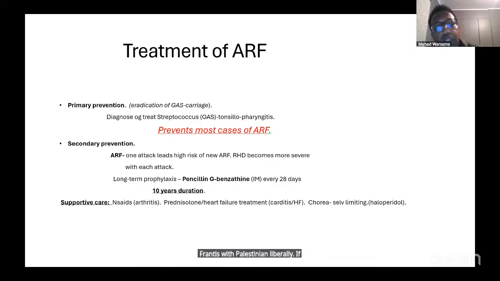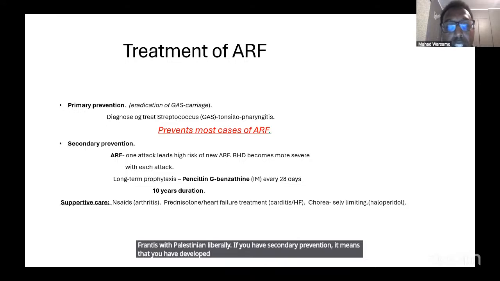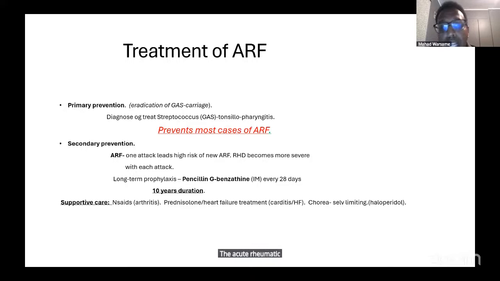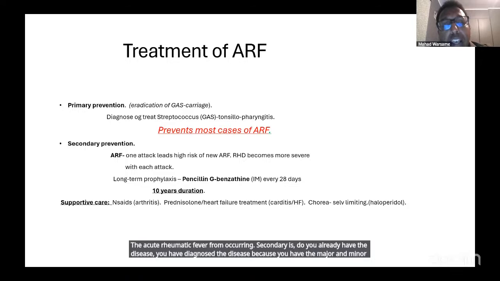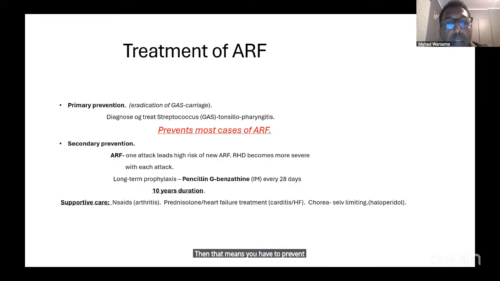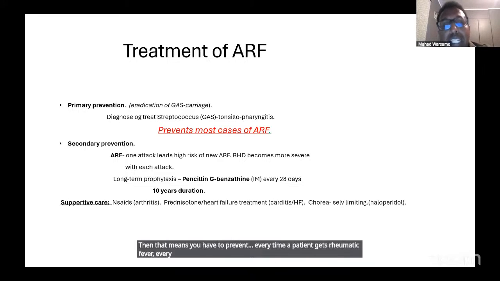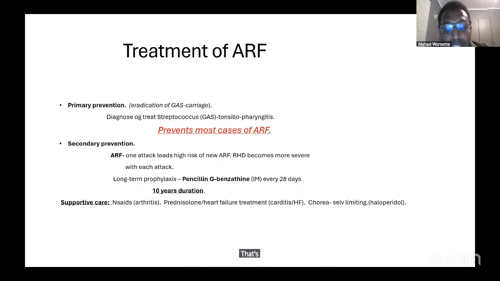Primary prevention is to treat to prevent the acute rheumatic fever from occurring. Secondary prevention is when you already have the disease. You have diagnosed the disease because you have the major and minor signs. Then that means you have to prevent every time a patient gets a rheumatic fever, every recurrence destroys the valves. So you want to avoid that. So every month you have to give intramuscular penicillin over a 10-year duration. That's to prevent rheumatic fever. Okay, and then the other one is just supportive care.